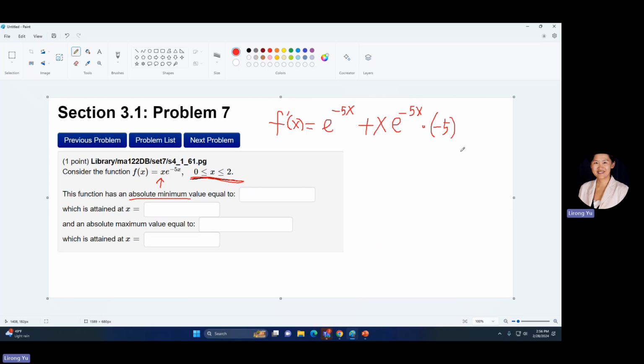Any questions so far? So you can see that's the derivative. We now want to make this equal to 0. So we know how to try to solve this equation.